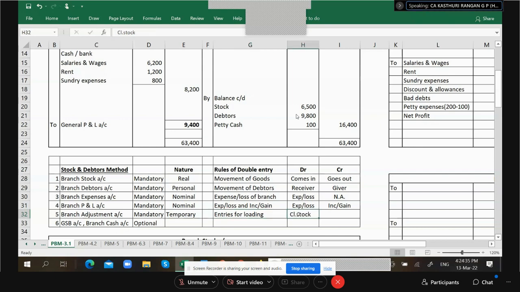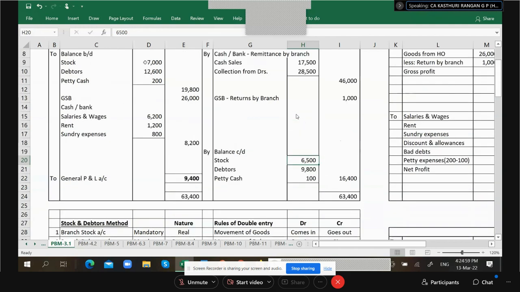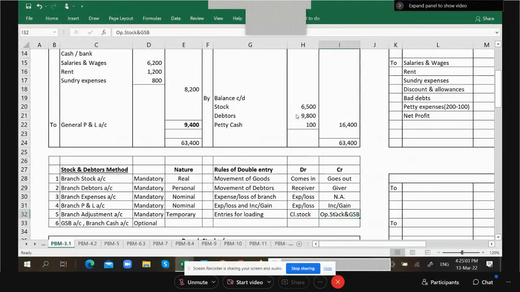Loading on closing stock should be debited. Loading on opening stock and GSB should be credited. In the branch adjustment account, loading on closing stock should be debited because closing stock is on the credit side. It includes loading. How to reduce it? By debiting the adjustment account. Whereas opening stock and GSB is on the debit side. How to remove that loading? By crediting the adjustment account.